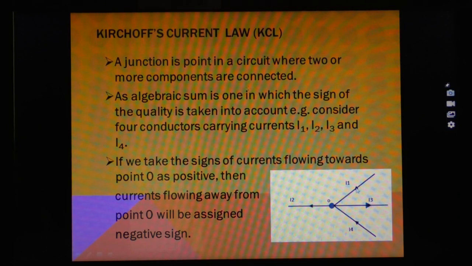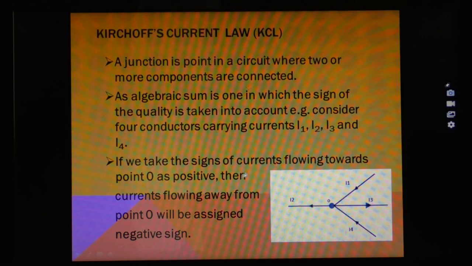So this is conductor 1, through it I1 is passing. This is conductor 2, I2 is passing. This is conductor 3, I3 is passing. And this is conductor 4 through which I4 is passing. But we notice one thing, the direction of flow of current. I1 is moving towards the junction O, alright. I4 is moving towards O, alright. While I2 is moving away from the junction O. I3 is moving again away from the junction O.